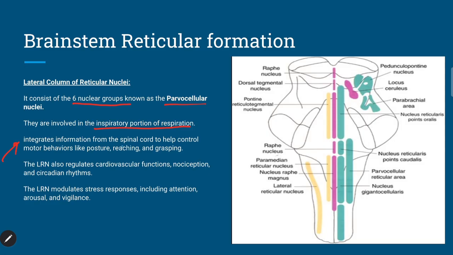It integrates the information from the spinal cord to help control motor behaviors like posture, reaching, and grasping. It also regulates cardiovascular functions, nociception, and circadian rhythms. Then we have the modulation of stress responses, including attention, arousal, and vigilance. So the lateral column is one of the important parts in the brainstem.